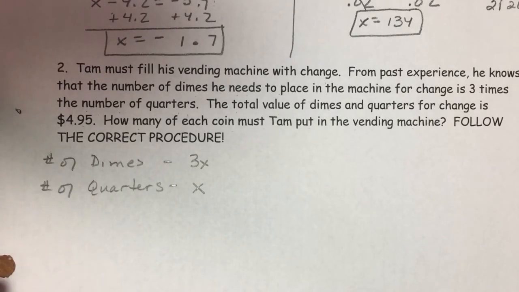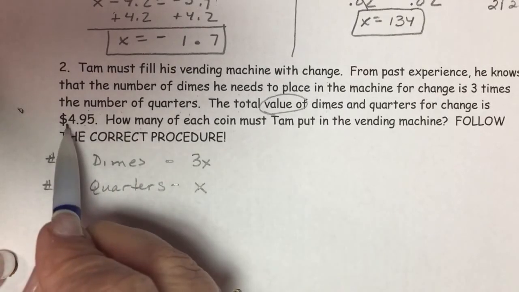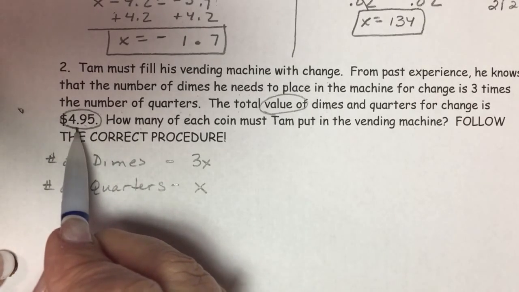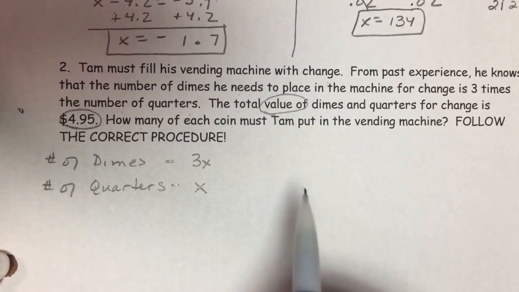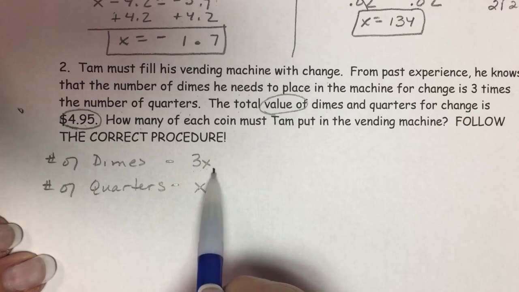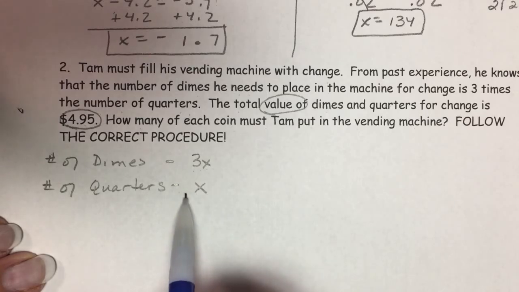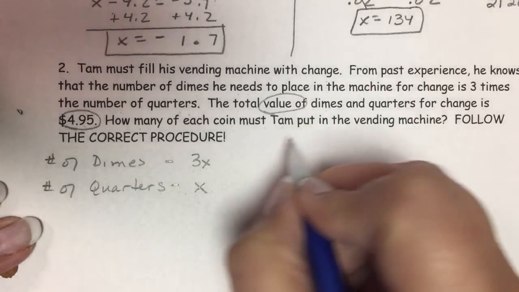Okay. Now we have to set up the equation. Take very careful notes because this is a little tricky. The total value of dimes and quarters is $4.95. It does not say the total number of coins, the total value. So what you have to remember here is that each dime is worth 10 cents and each quarter is worth 25 cents.